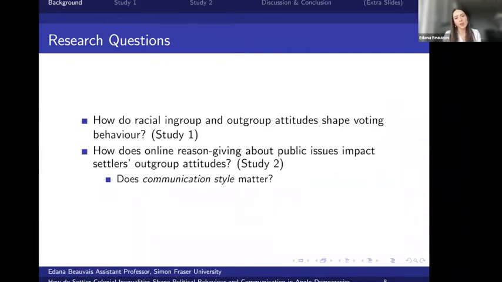And then the second question that I'm interested in is more about, how do we change out-group attitudes? More specifically, I want to look at whether online reason giving about public issues can impact settlers' out-group attitudes, and in particular, whether we can improve out-group attitudes using a specific communication style. So I'm going to look at whether narrative personal storytelling can improve out-group attitudes in contrast to maybe a more traditional rational legal style of reason giving. I'll look at that in study 2.